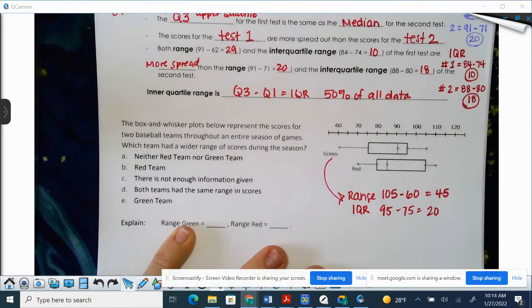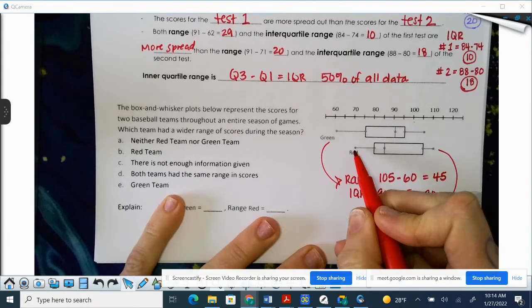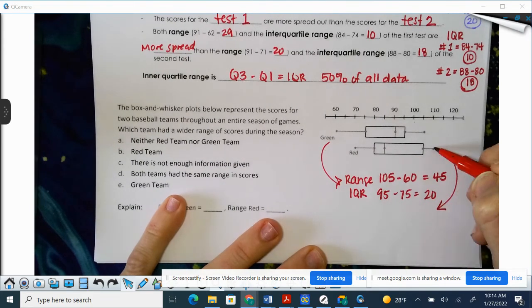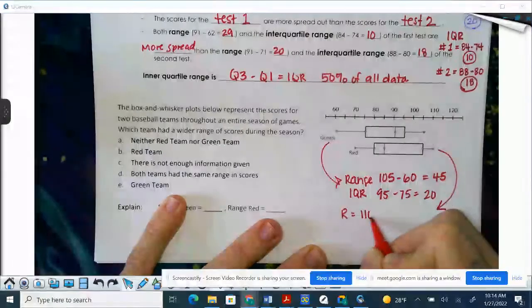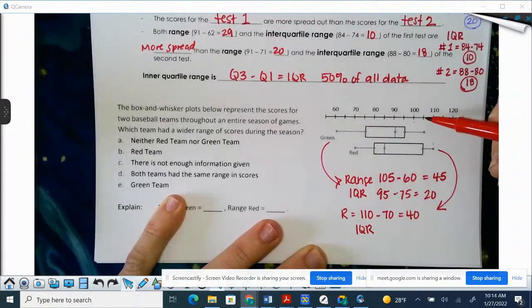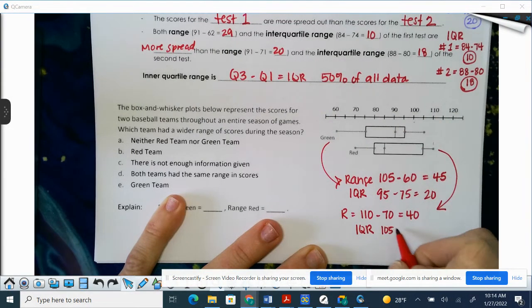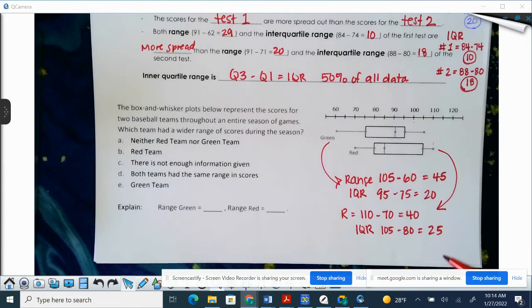And then our red team, this is one I probably should have changed colors. Red team, so I have 70 and looks like about 110. So range is 110 minus 70. So my range is 40. And then my IQR is between 80 and 105. So 105 minus 80 is going to give me 25. So between 25 is 50% of our data. Between 20 is 50% of our data.